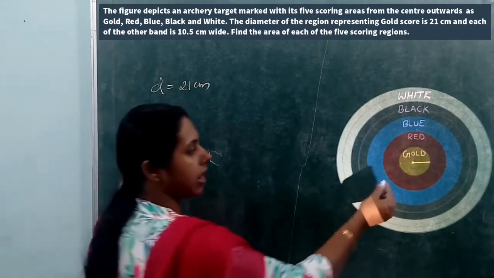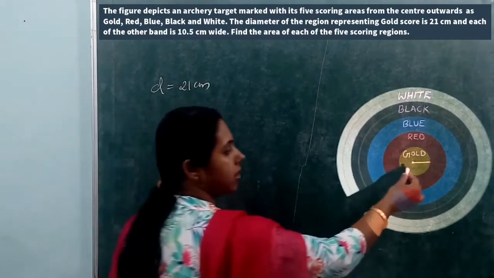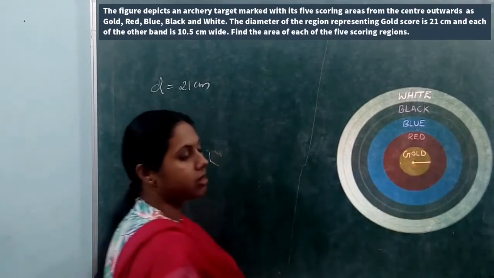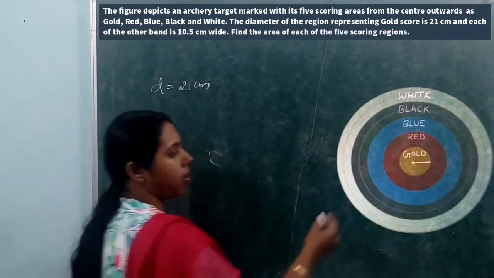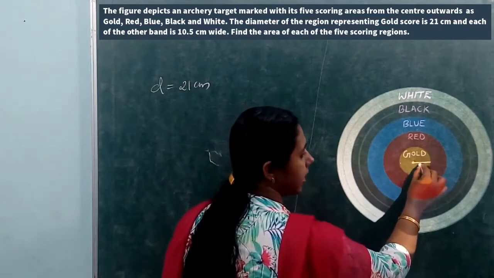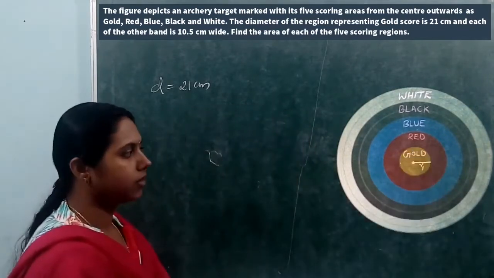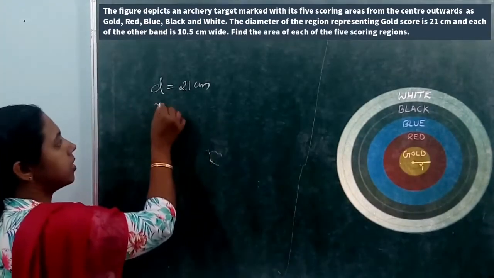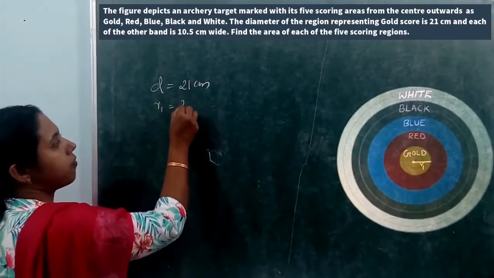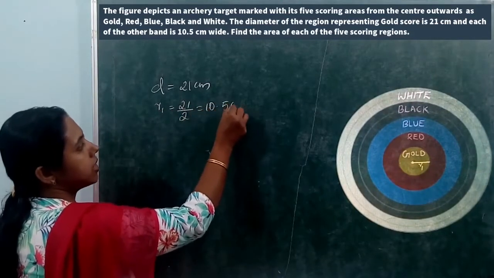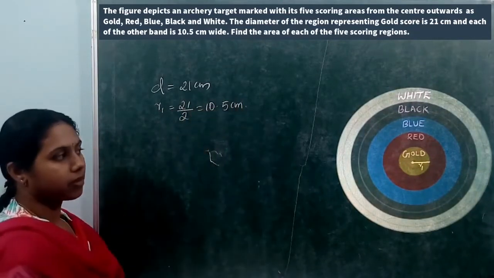Diameter of the region is given as 21 centimeters. So the radius of the gold region is equal to half of the diameter, that is equal to 10.5. You can mark this radius as R1. So this R1 is equal to half of this diameter, that is equal to 10.5 centimeter.